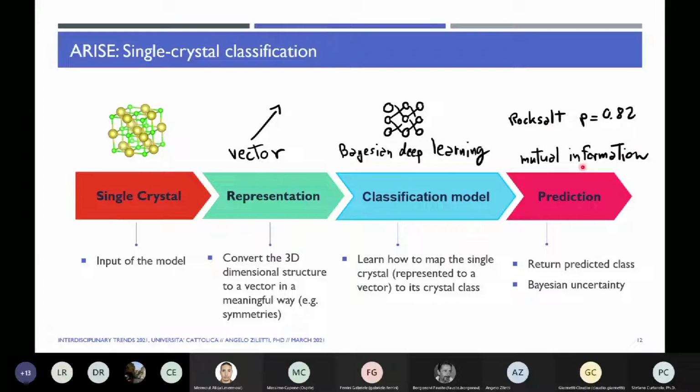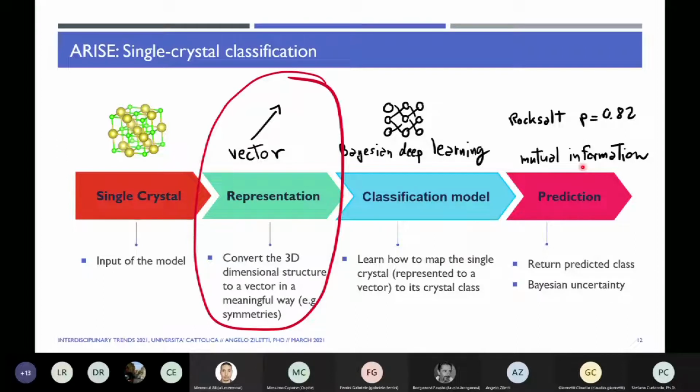So that's the idea for the single crystal. And so we'll start looking at the representation part. This is not our work, so I'll go quite briefly.